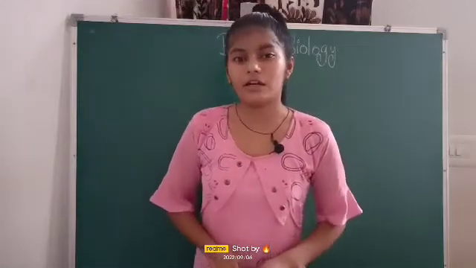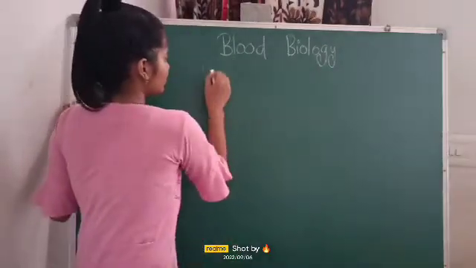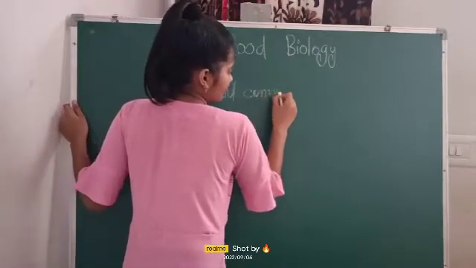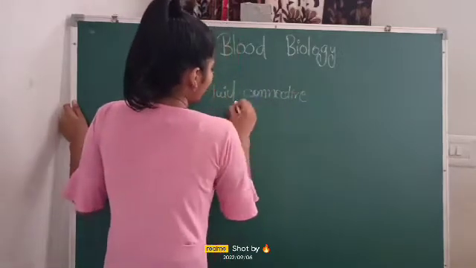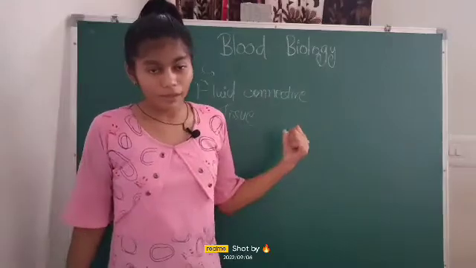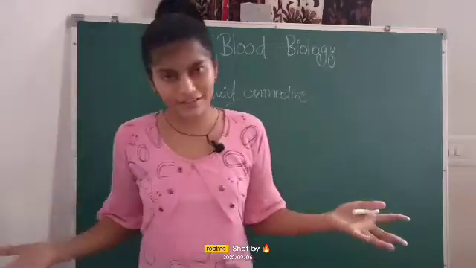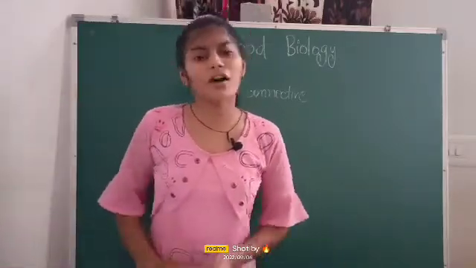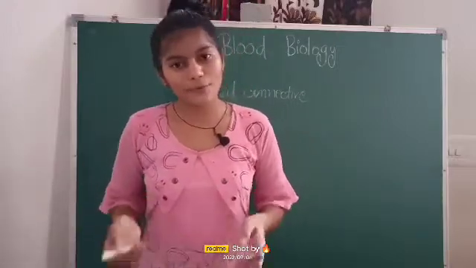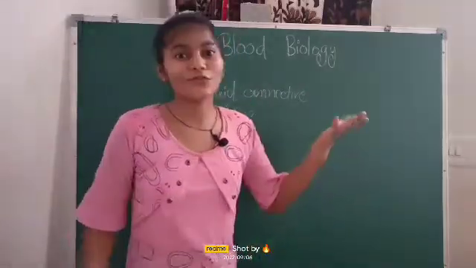How will you define it? Basically, blood is a fluid connective tissue. Now this term totally defines blood, because blood is fluid. Fluid means anything which has fluidity, and fluidity means the ability or property of any material to flow. It's the property through which blood flows. As we know blood can flow, so it's fluid.